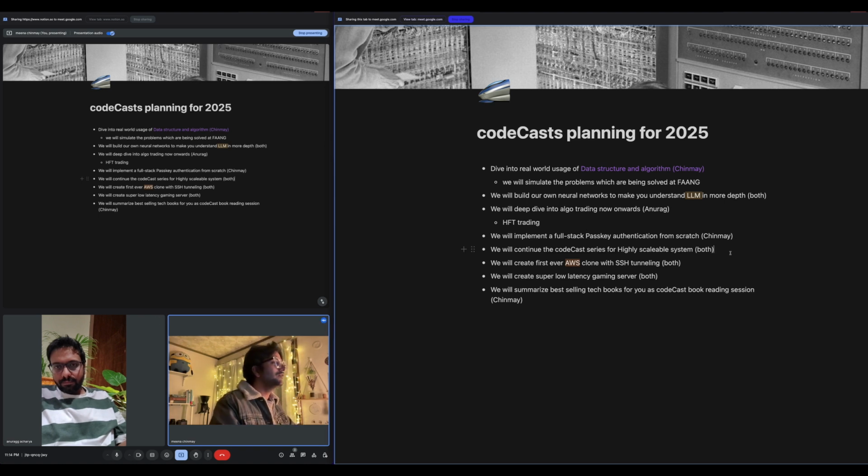So this is the first of its kind. अभी तक मतलब जितना मैंने देखा है YouTube पे, an AWS clone with SSH tunneling is not available because it is a highly advanced topic. ये available ही नहीं है. The authentication over the SSH tunneling is the most difficult part to handle. So yeah, please say something about it.